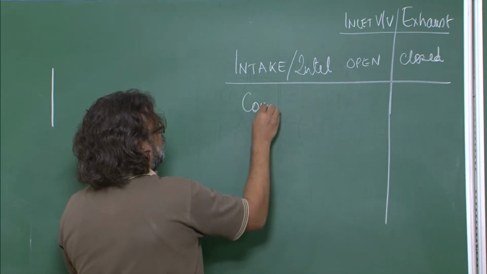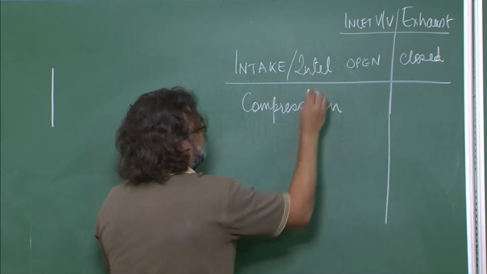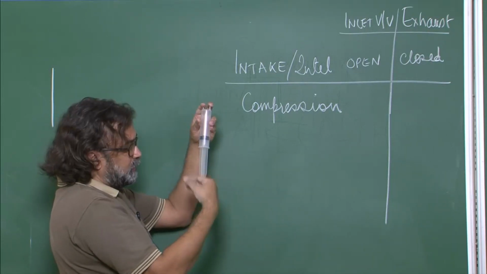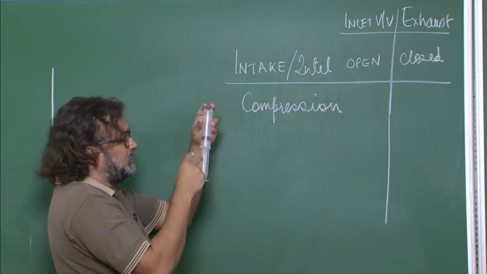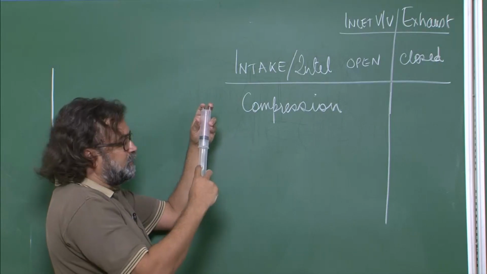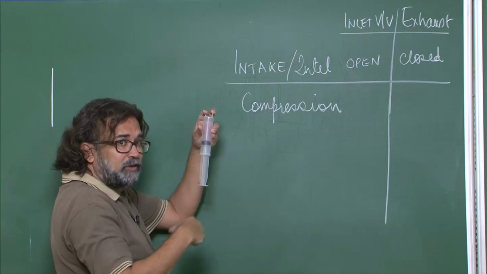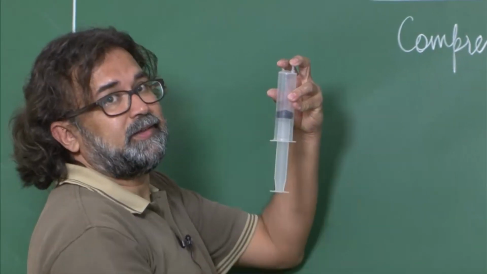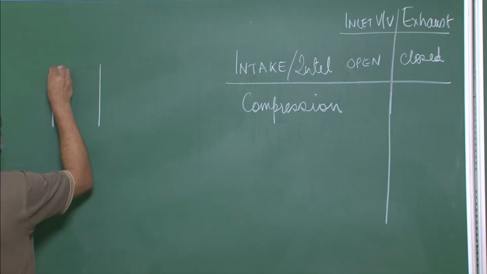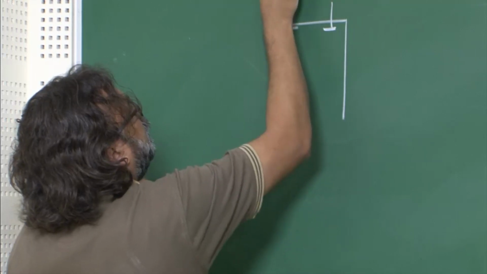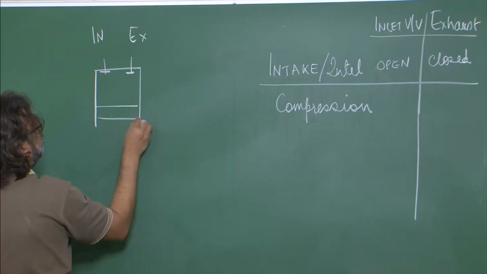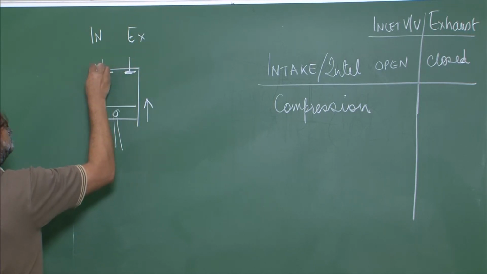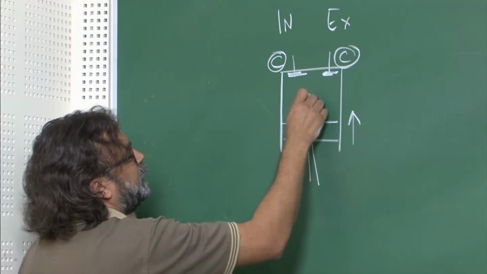Now we start the compression. That means now the piston is going up, and mind you, you have to do work on the system. That means the engine has to do work. So the energy which was stored in the flywheel is now being used to push this piston up, and therefore this gas is getting compressed. And as I said, this compression we can do. So this is inlet, this is exhaust, the piston is going upwards, both are closed, and the pressure and temperature are going up.